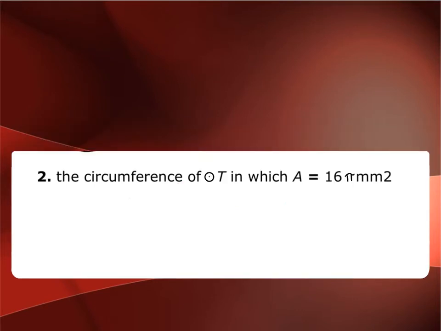Okay, our next example asks us to find the circumference of circle T in which the area is equal to 16 pi millimeters squared. So we know that our formula for circumference is 2 pi r. In order to find the circumference, we need to know what our radius is. We need to know what this r is in order to solve this equation. So we need to take this formula that we have for area and try to find what r is. Our formula for area is pi r squared. It gives us that our area is 16 pi. So we're just going to plug this in for our a in our formula.